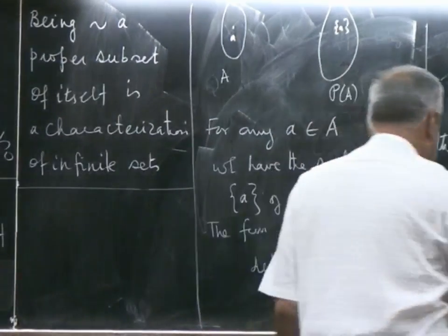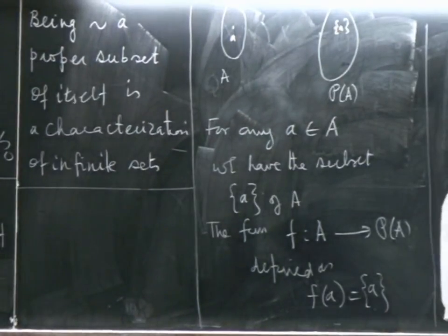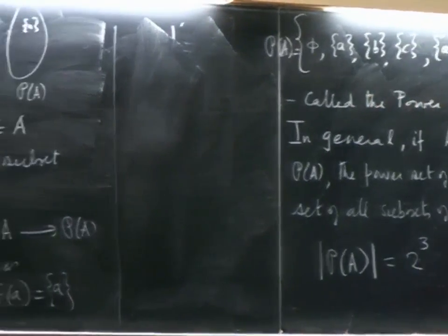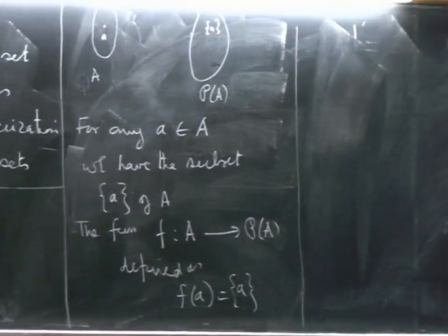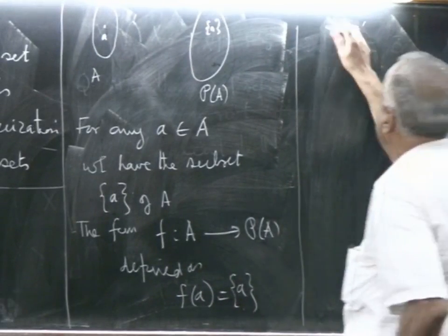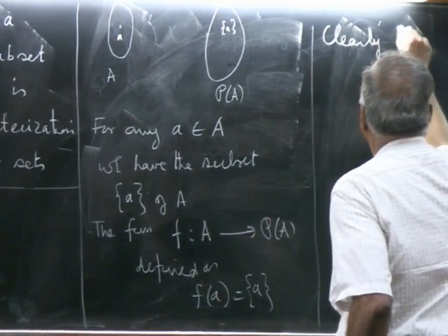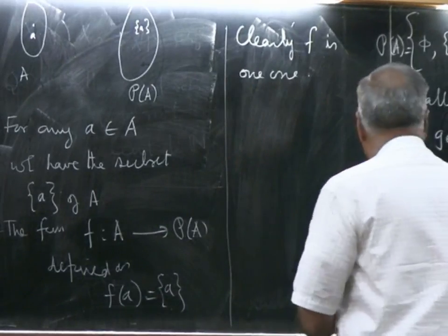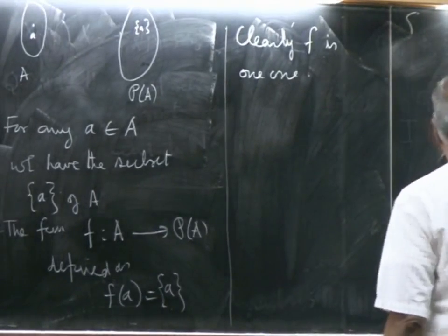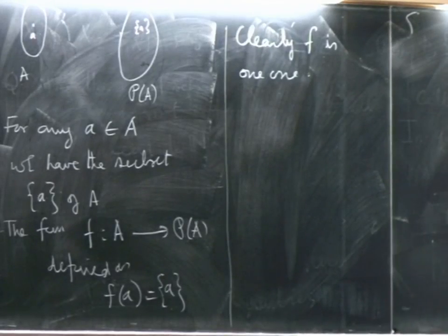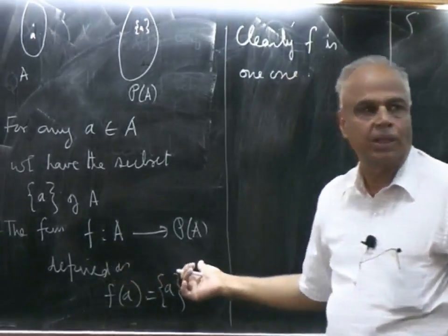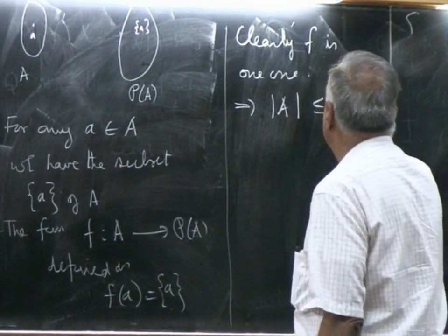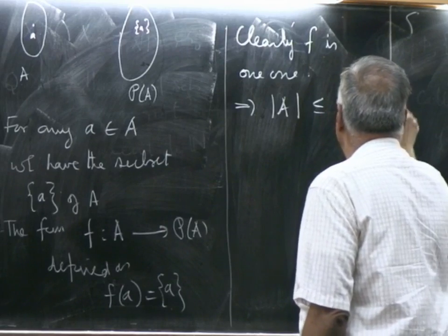Now, obviously this is a 1-1 map. If a1 and a2 are different, f(a1) and f(a2) are different. So clearly f is 1-1. So the moment you have a 1-1 map between these two sets, this cannot have size more than this. So therefore that implies the size of A has to be less than or equal to the size of PA.